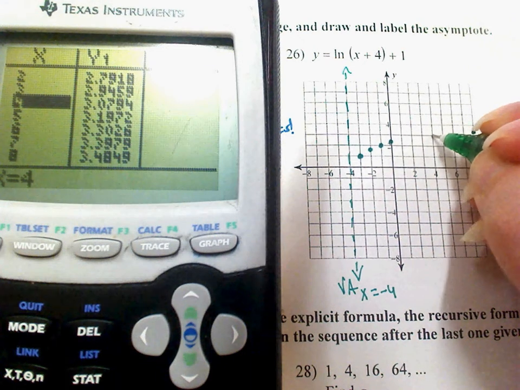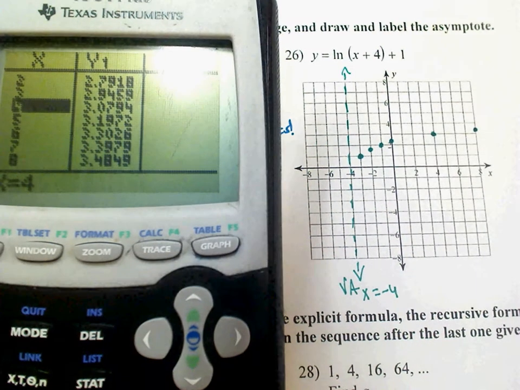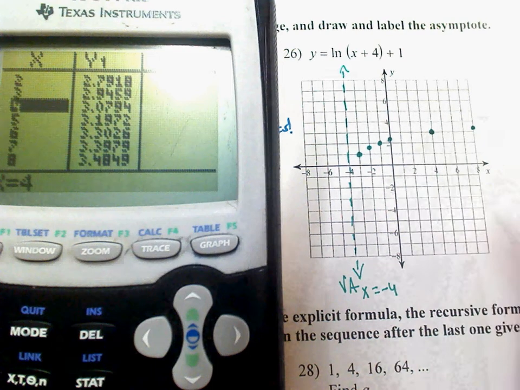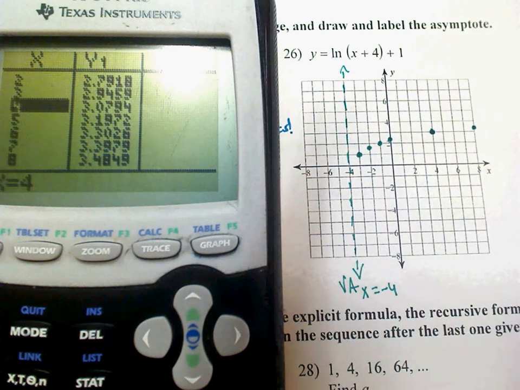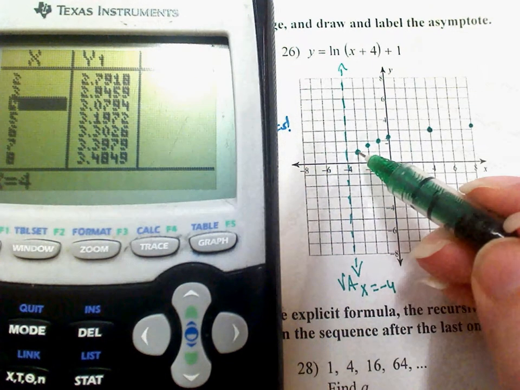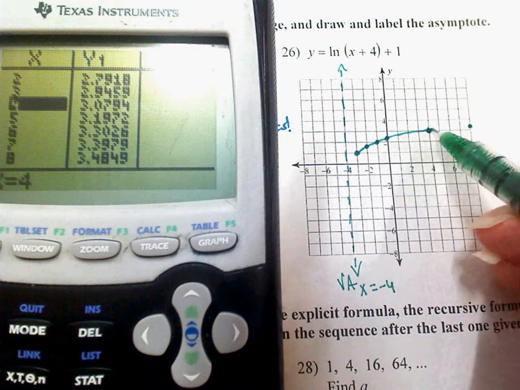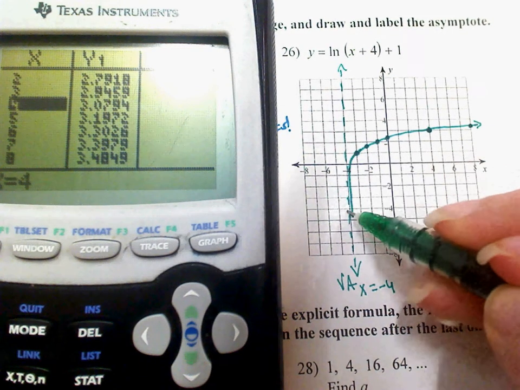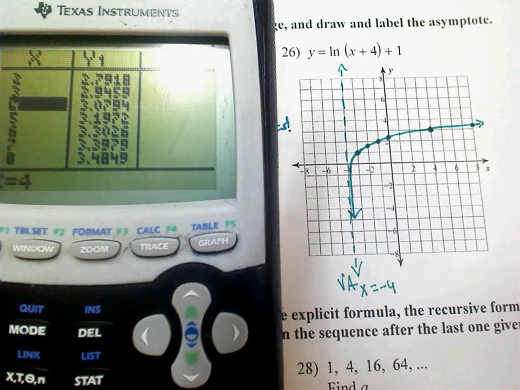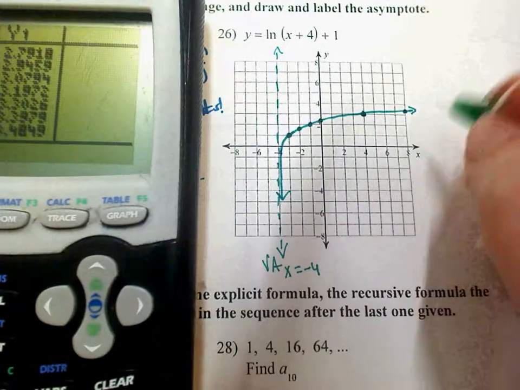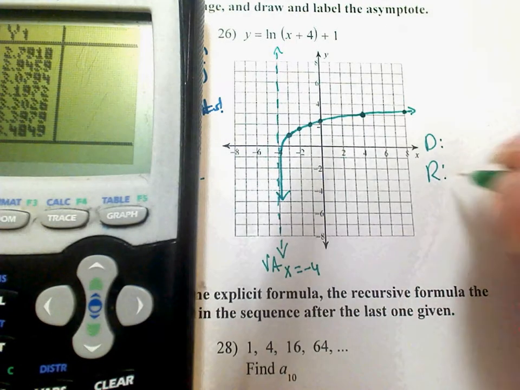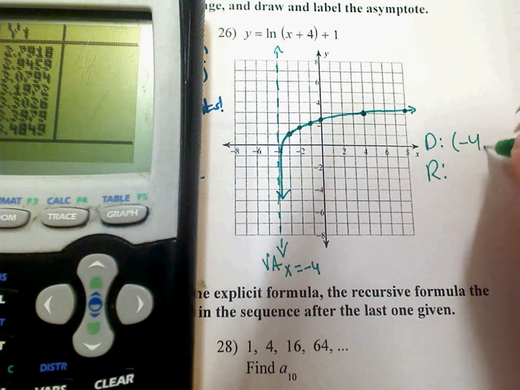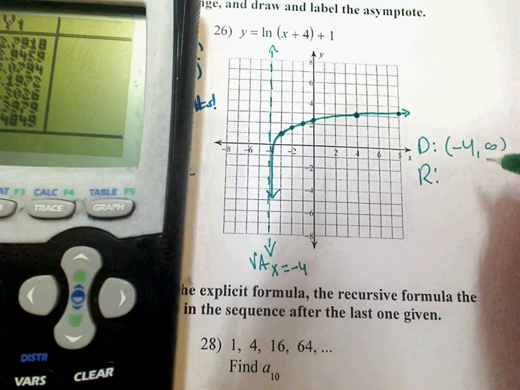You don't necessarily have to, but it's a very good idea that if you're going to cross a horizontal line that is graphed or on the grid, that you go ahead and plot a point around it. And then I know that it does this on this side. Okay, so domain and range. Domain is left to right. The farthest it goes left is negative 4. And range is up and down. It goes all the way up and all the way down, so all real numbers.